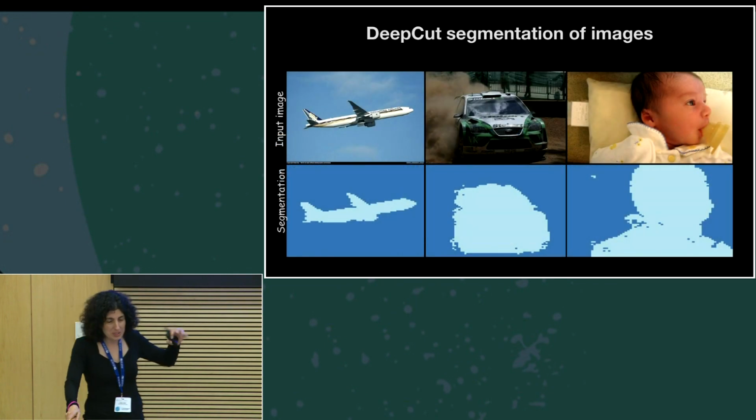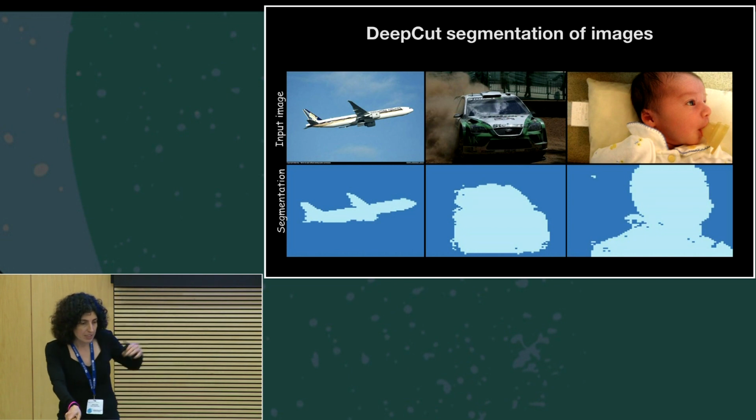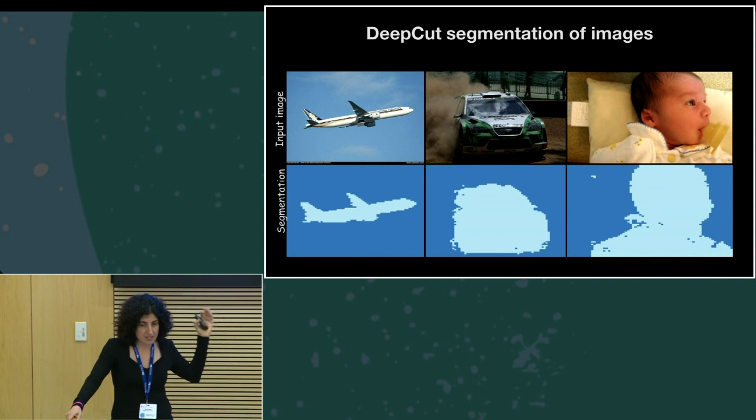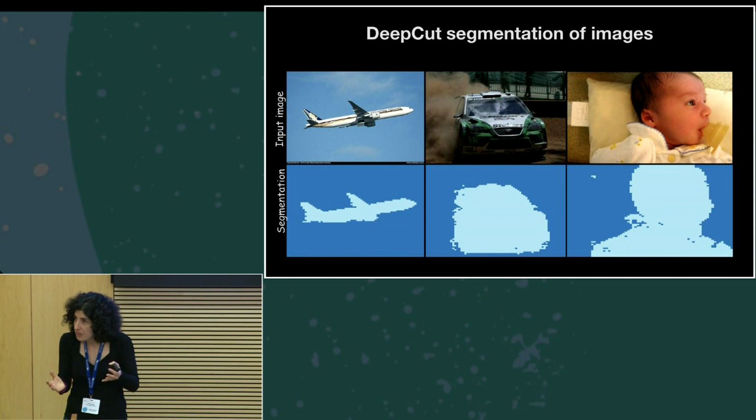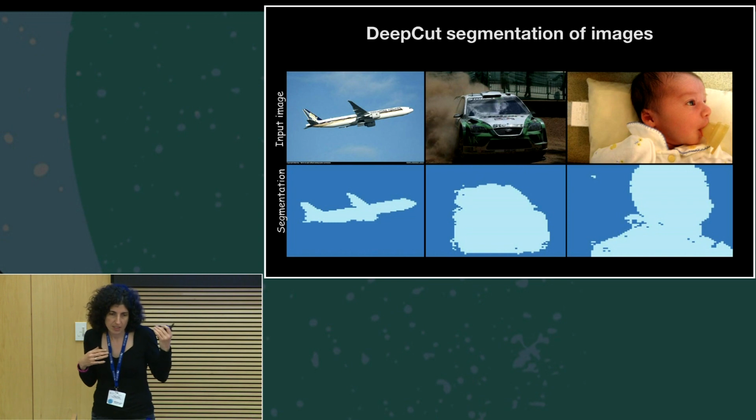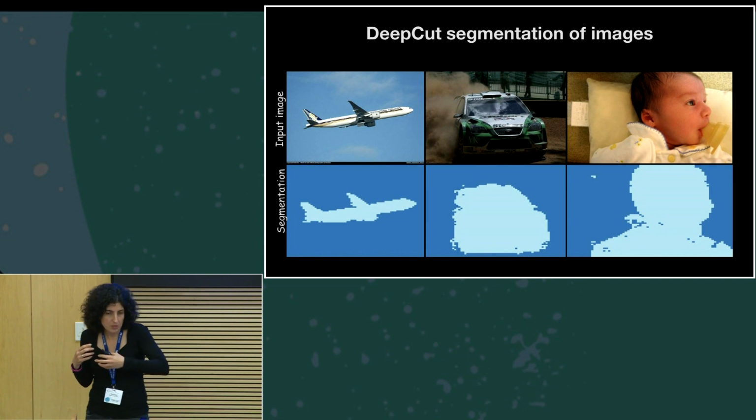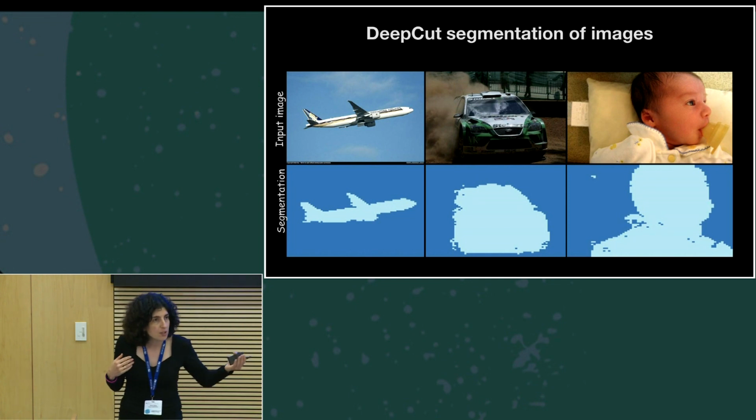So in the first row, you see the input image. And in the second row, you see the segmentation. So airplanes are easy, like the birds. But the baby picture is more difficult because if you look at his clothes, it's very similar to the pillow that is near it. But our model understands not only from the similarity, but from all the features of the clothes, that the clothes are part of the baby and not part of the background.